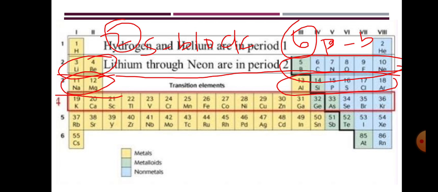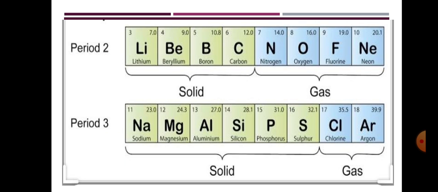Then we can proceed that the period 2 lithium and beryllium are the S block and the remaining are the P block elements, which are including the boron, carbon, nitrogen, oxygen, fluorine, neon. And in the third period, sodium and magnesium belong to the S block element, and the rest of all the elements consist of the P block elements, including like the aluminum, silicon, phosphorus, sulfur, chlorine and argon.